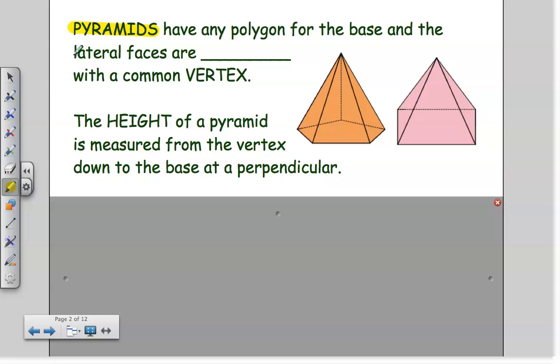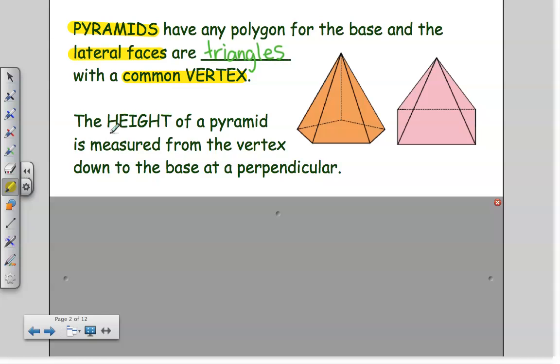The lateral faces are all what shape though? For a pyramid, each of these lateral faces is a triangle, right? So we have triangles for lateral faces no matter what the base shape is. And of course, every pyramid has that common vertex at the top here. By the way, this is a pentagonal pyramid, so the number of lateral faces would be 5 because the base has 5 sides. In a square pyramid, we'd have 4 lateral faces, 4 triangles, because the base is a square with 4 sides.